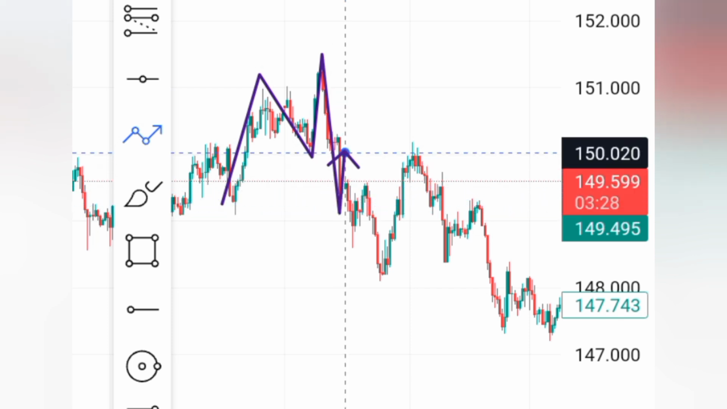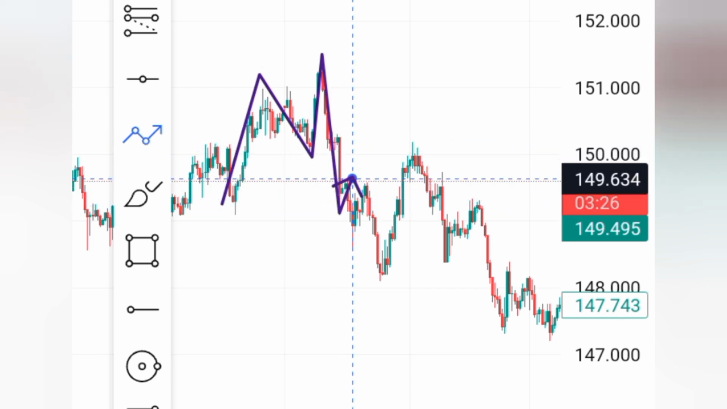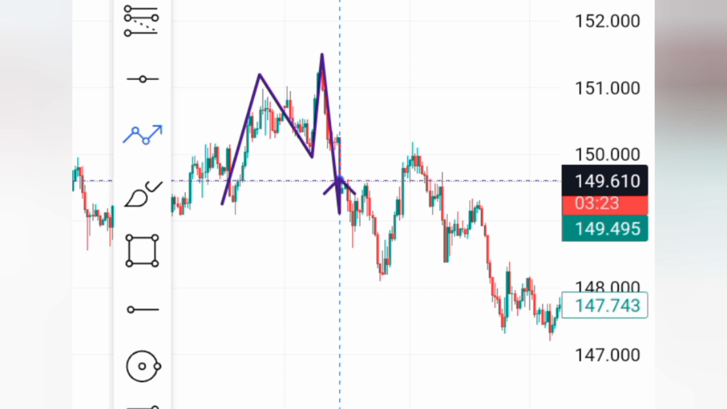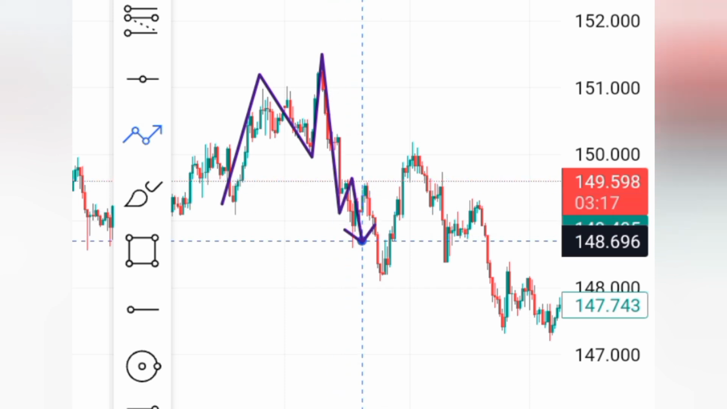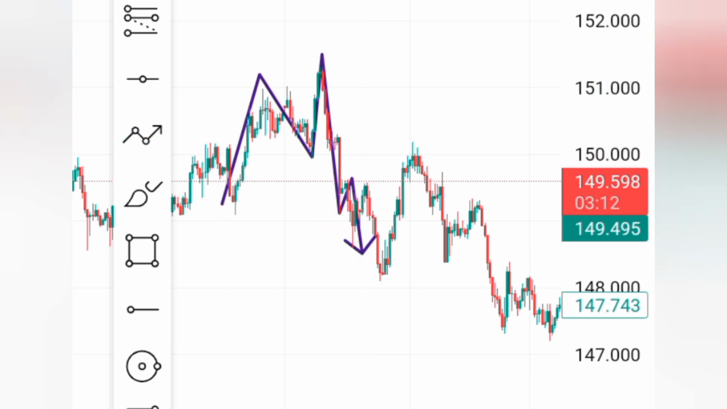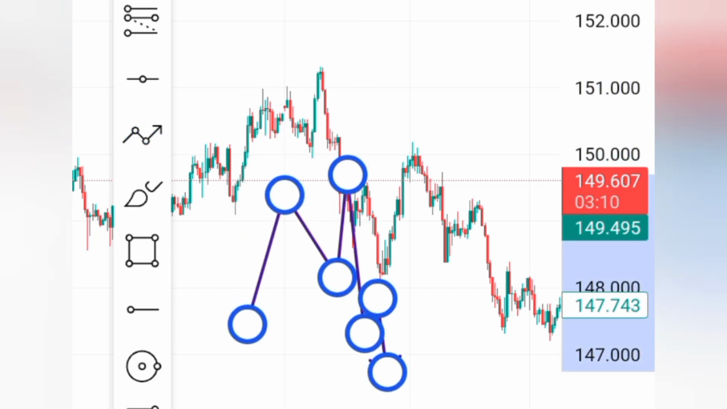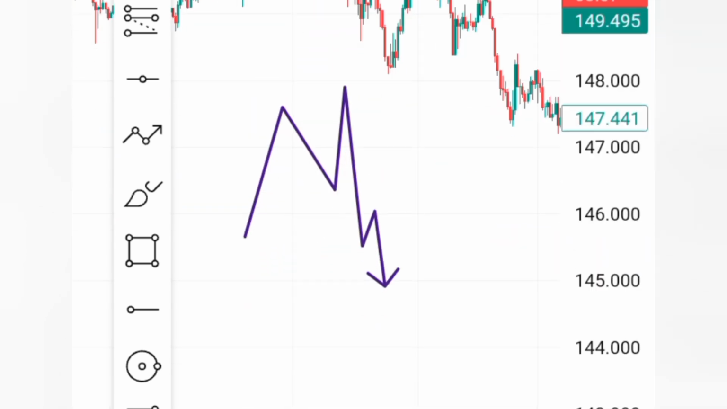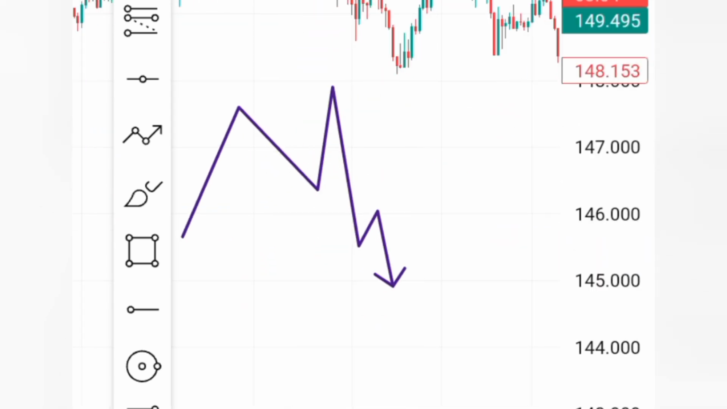This was the clear sign that we have made what we call a market structure shift from uptrend to downtrend, guys. That was the signal showing us that yes, we are bearish. So this is it, guys. This is the technique that we always look at.